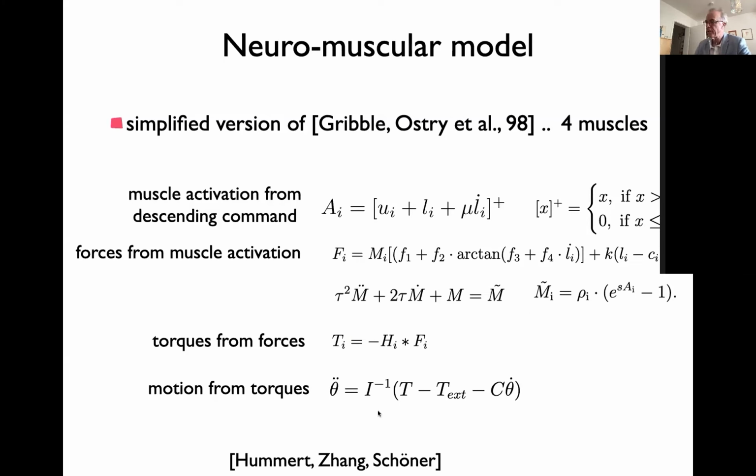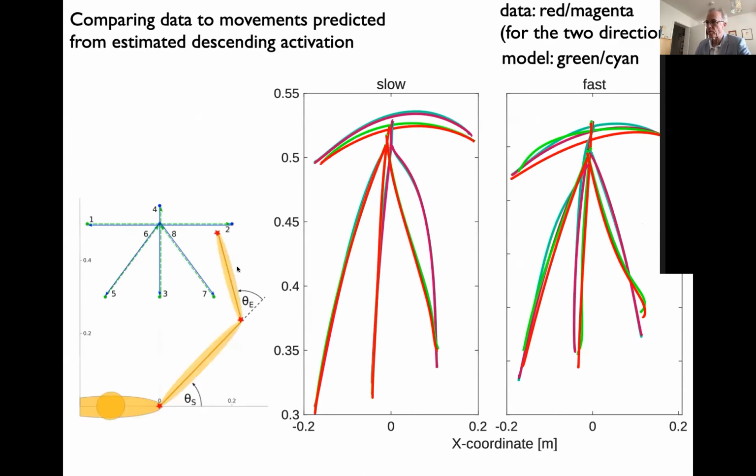And actually what we did here in the lab, Gregor did that with Lei Zhang, and Rashid Ramadan contributed to that, is to estimate these descending commands from an actual movement. So we had people do different movements, fast and slow, and then we used this model to estimate what these commands must have been to bring about the movement. You see here the solutions from the model in green and cyan, and the actual movements in red and magenta for back and forth. And you see they're roughly matched onto each other.